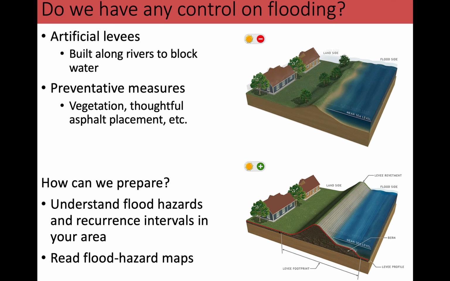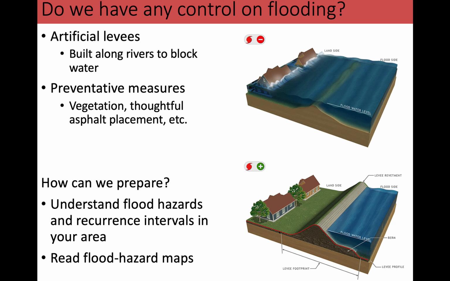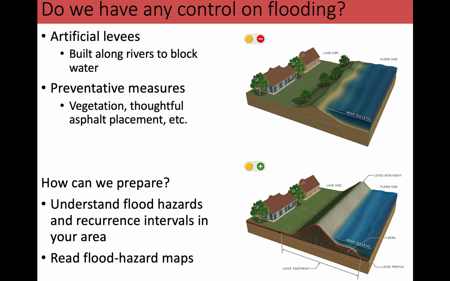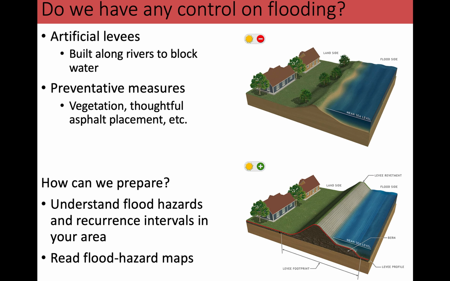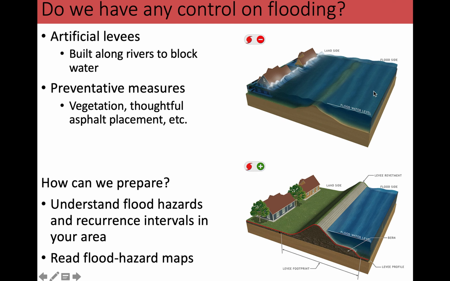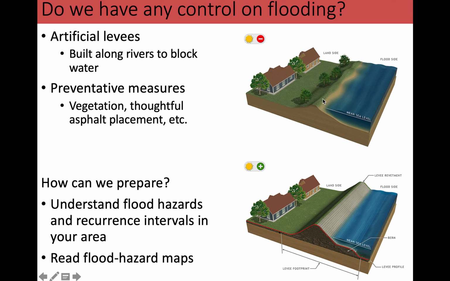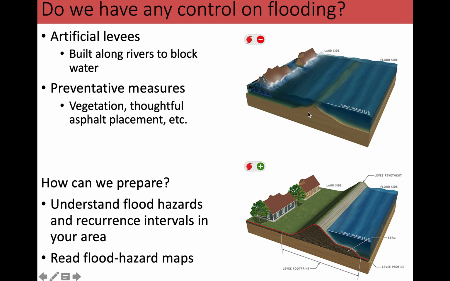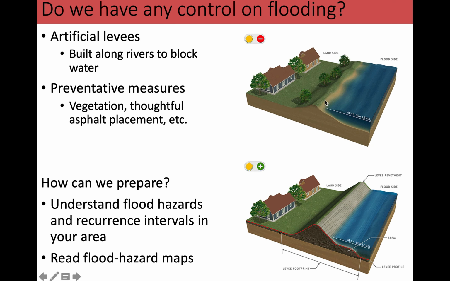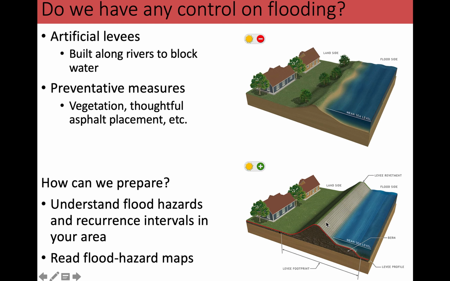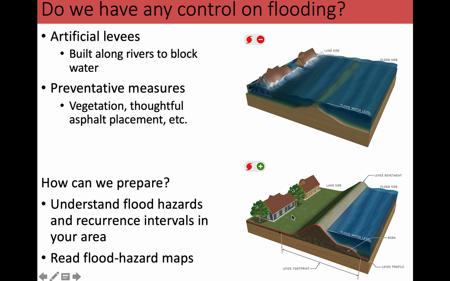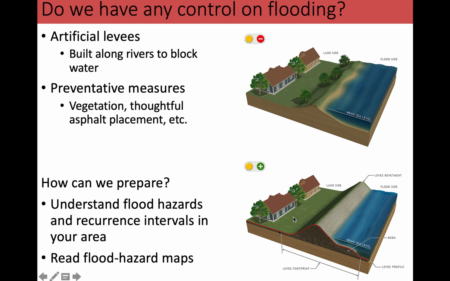So can we control flooding at all? What can we do to try and help preserve the land and the towns and the cities from flooding? One option is artificial levees. So that's this GIF over here. You can see here's our sea level, and here is a bit of a hill along the sea level built in between the ocean and the houses. If you build that up, you create what we call an artificial levee. You can actually block the water from going into these yards.